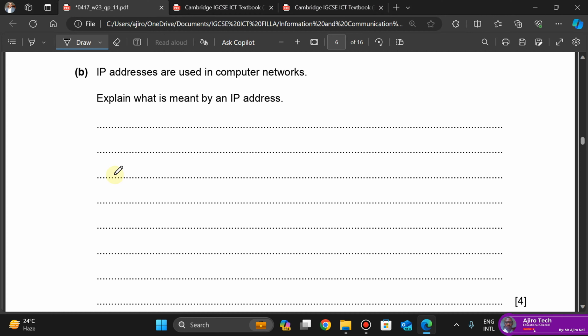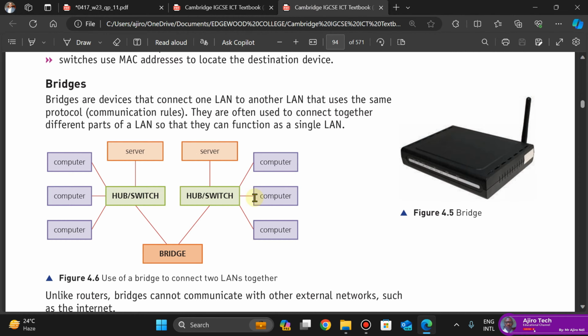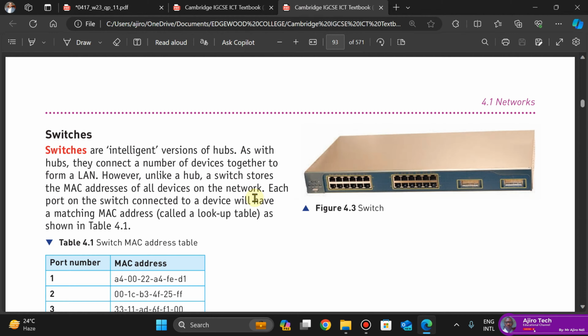Now, IP addresses are used in computer networks. This is still chapter 4. Explain what is meant by an IP address. The first thing that you do in questions like this is define it. An IP address is an Internet Protocol address. That's the first one. Two, let's look at it.